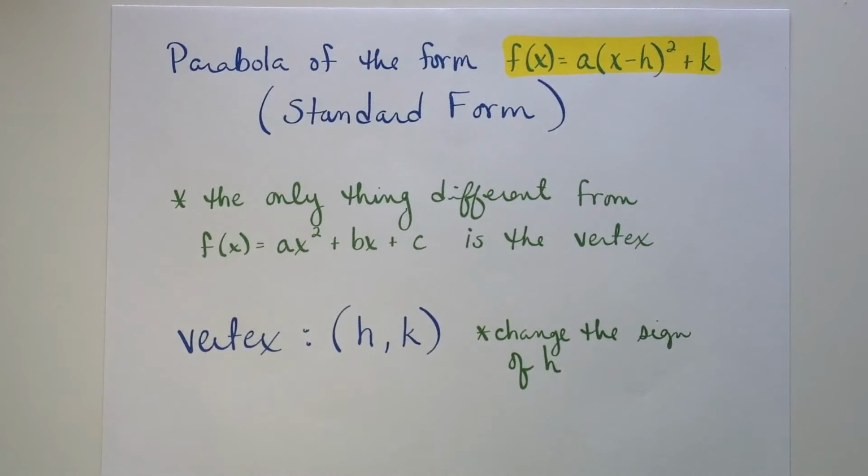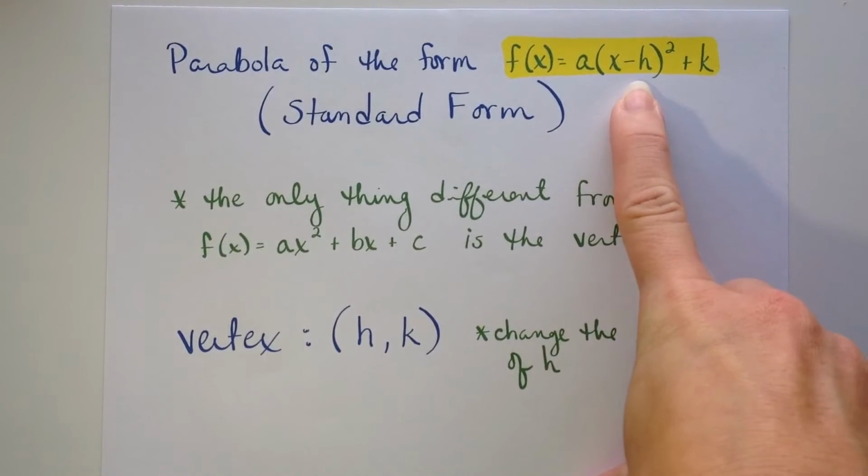So the note there that I made in the middle with the asterisk says the only thing different from the other form that we were looking at is the vertex. How you find everything else is exactly the same way. It's just how you have to go about finding your vertex. Finding your vertex in this form is a whole lot easier. It's just as simple as looking at the problem. That's going to be the H and the K.